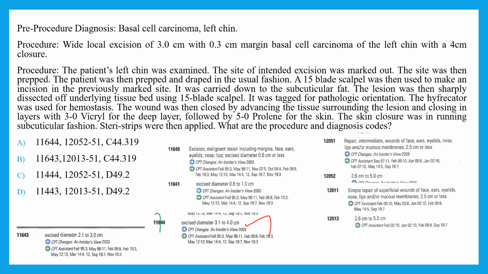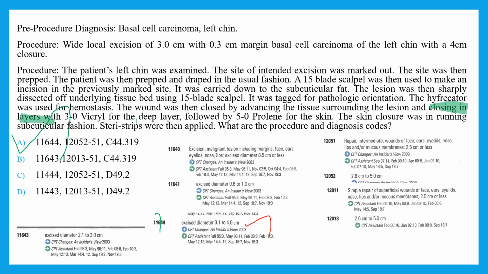Okay, this is wrong. So directly you can select option A without wasting time. Within less than 1 minute, we had identified the answer without checking anything. So now you can cross check. 12052 indicates, just see here, repair intermediate wound. The question indicated it is a layer closure, which means intermediate repair, closing in layers.